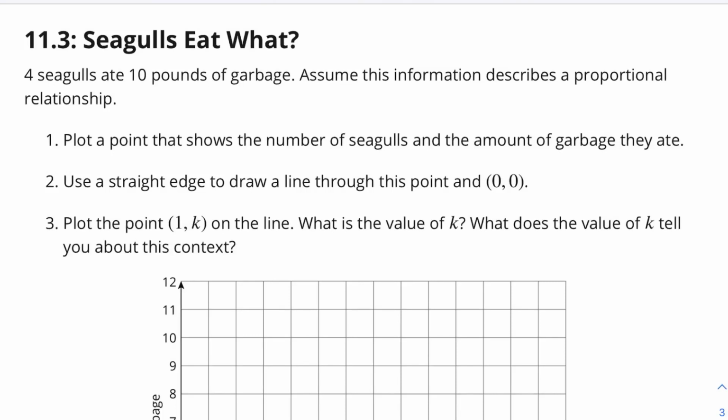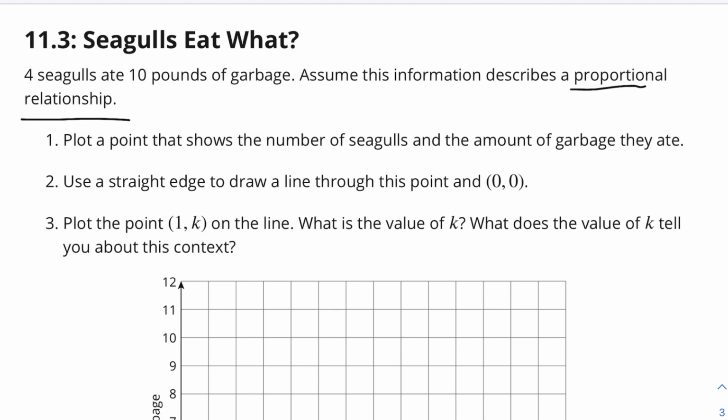Lesson 11.3. Seagulls eat what? It states, 4 seagulls ate 10 pounds of garbage. Assume this information describes a proportional relationship. Plot a point that shows the number of seagulls and the amount of garbage they ate. And it says, use a straight edge to draw a line through this point and 0, 0.